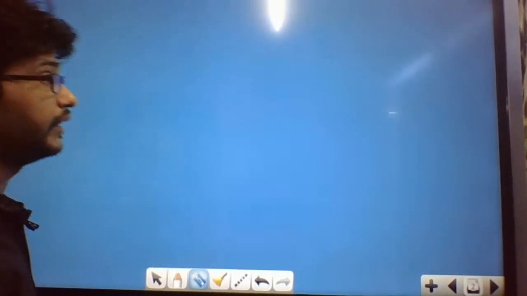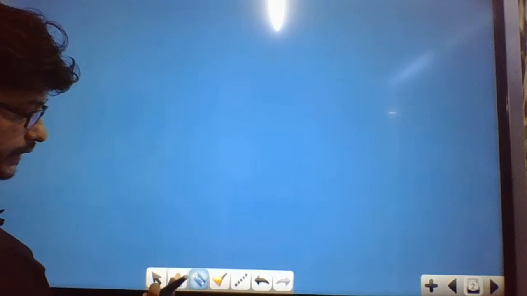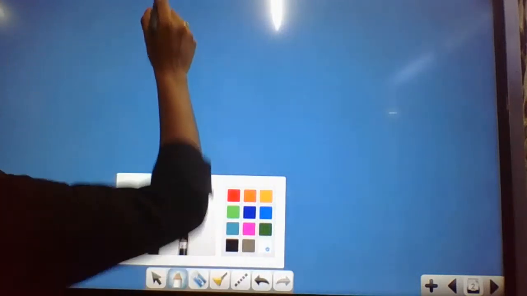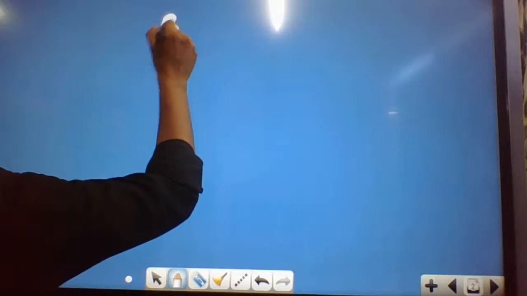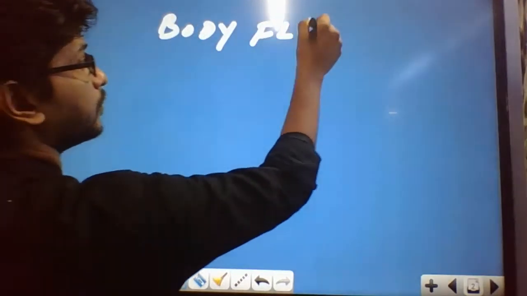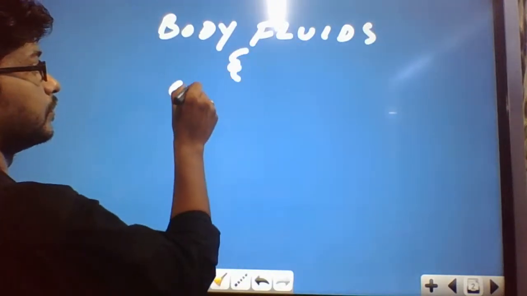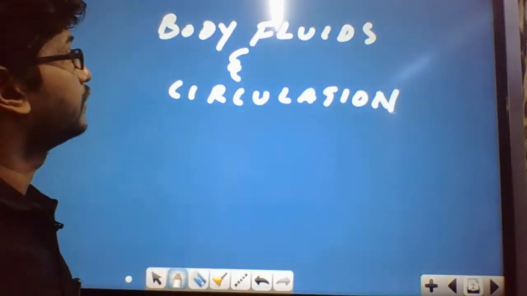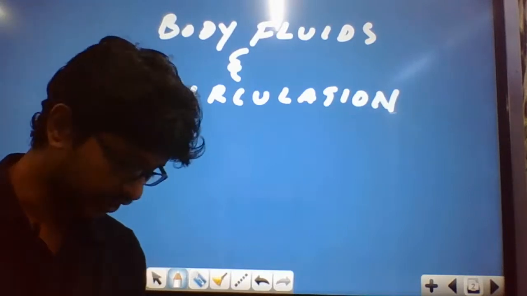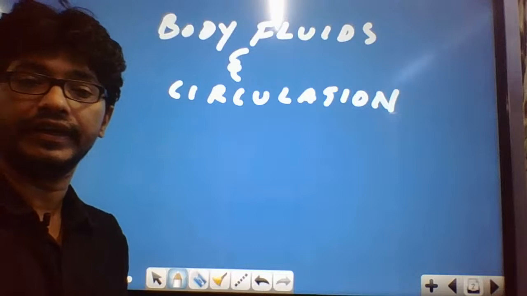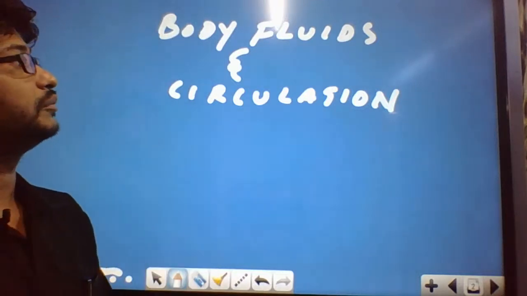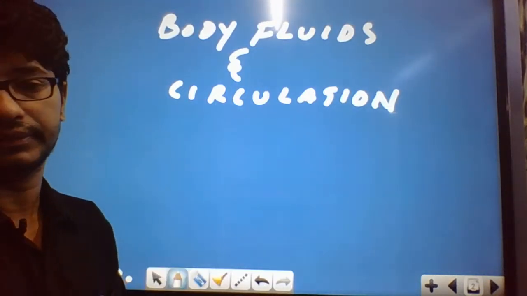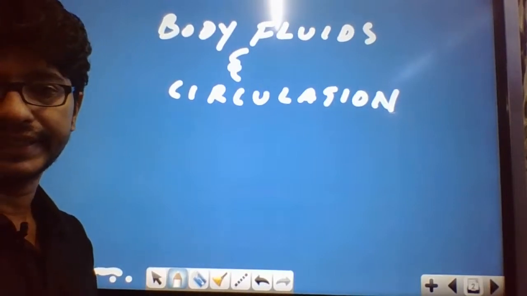The chapter that we're going to discuss today is body fluids and circulation. This is one of the important chapters in human physiology, like in grade 11 you would have studied. So first we'll see what body fluids and circulation are. And one more thing, we're not going to study everything in detail in this particular chapter. We're going to cover all the important areas as far as the need is concerned.